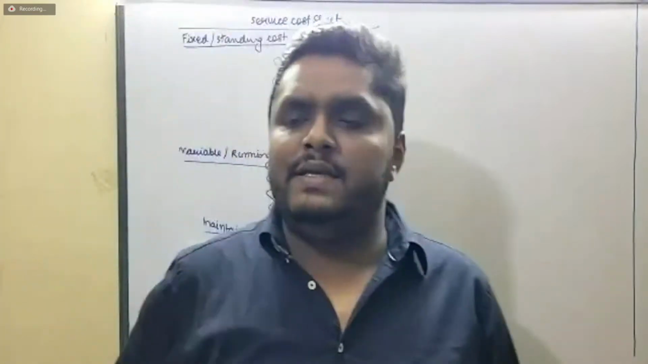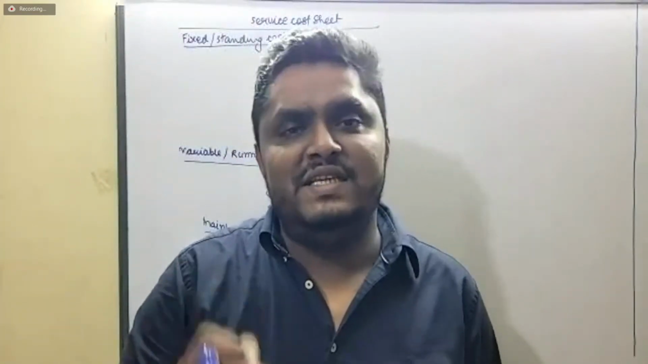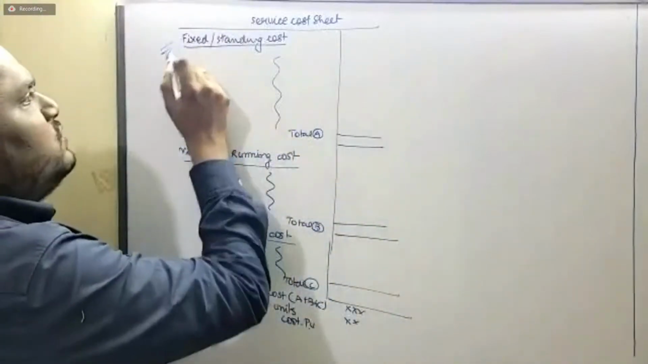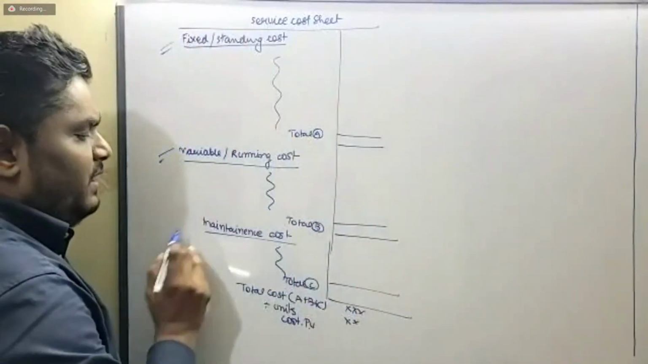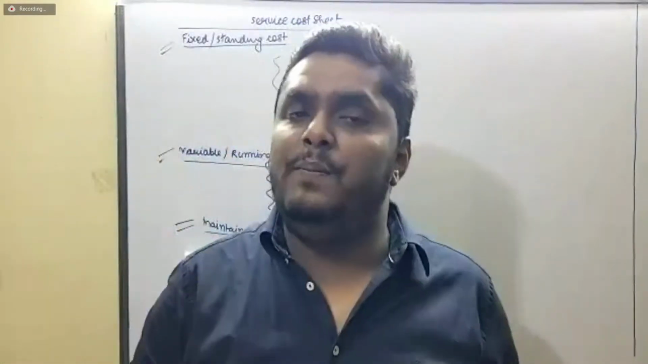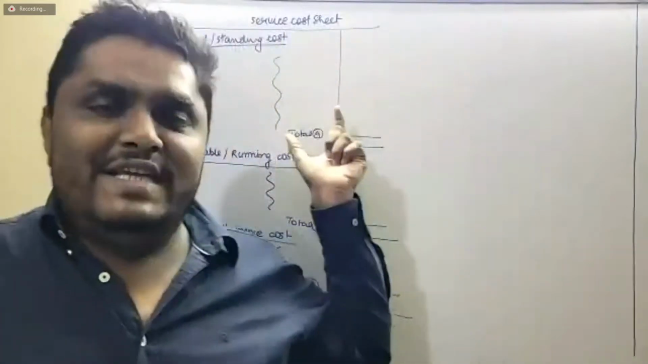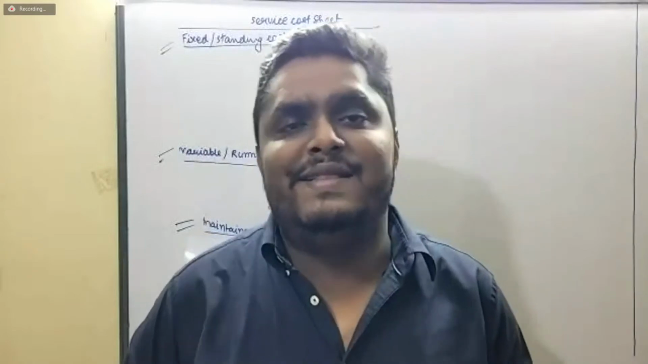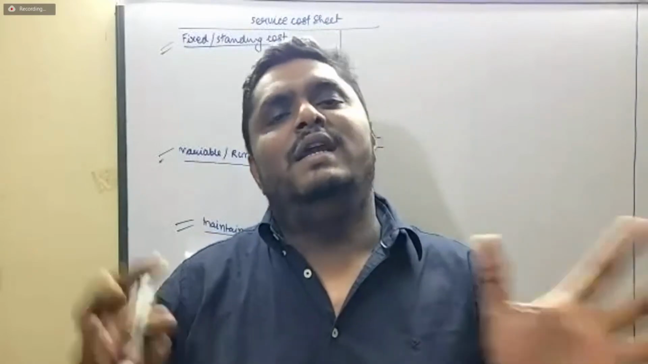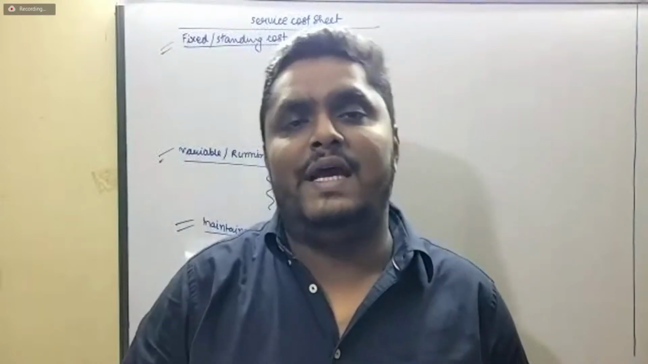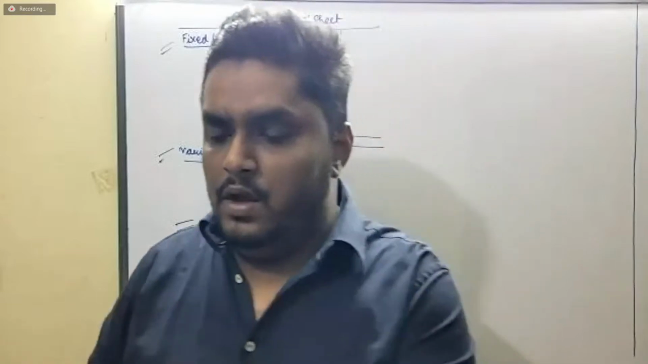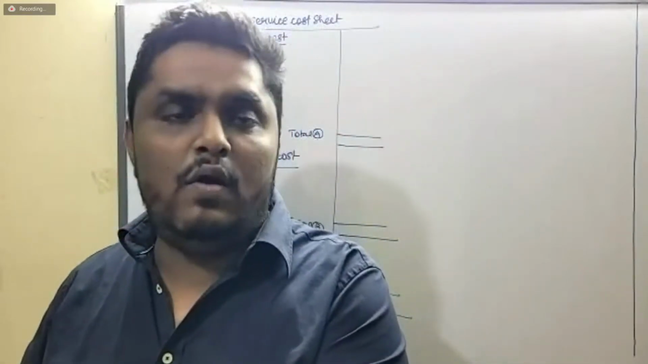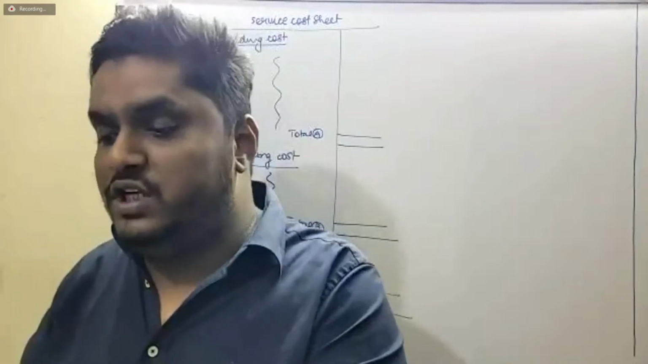So very simple, guys. You have to divide all the expenses in three parts. That is fixed cost, standing cost, variable cost, running cost, and maintenance cost. सारे expenditure को आपको तीन part में divide करना है. All the fixed expenses, all the variable expenses, and all the expenses relating to maintenance. This is how we will get the total cost. The total cost divided by number of units, either it is single unit or composite unit, we will get the cost per unit. So this is how you guys have to prepare service cost sheet.